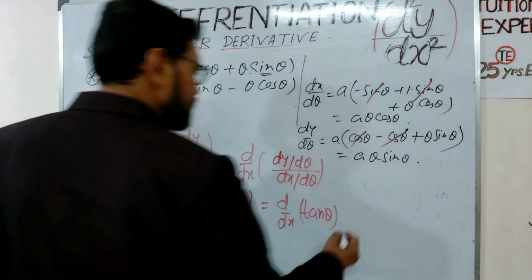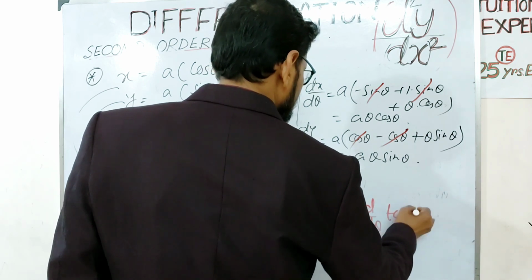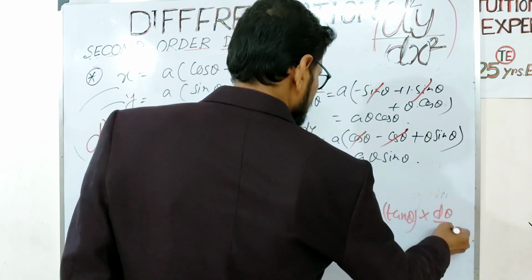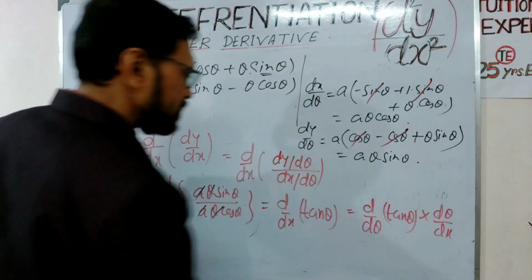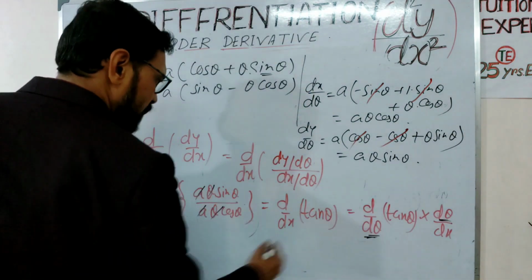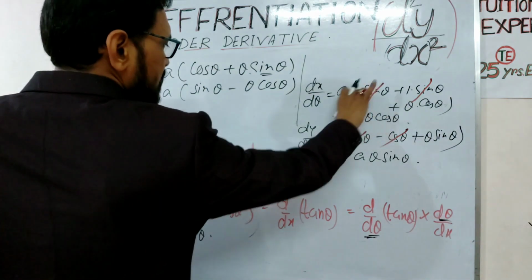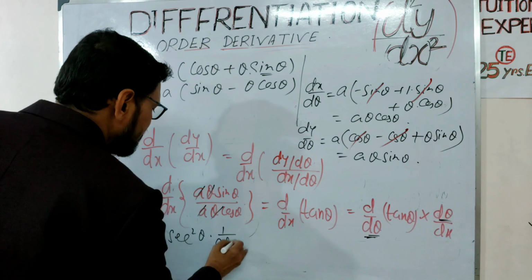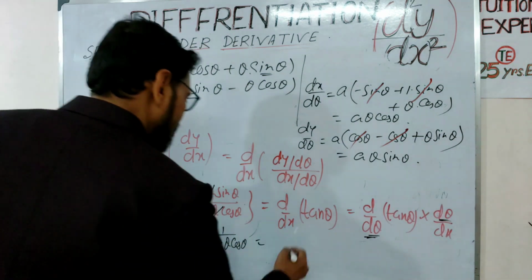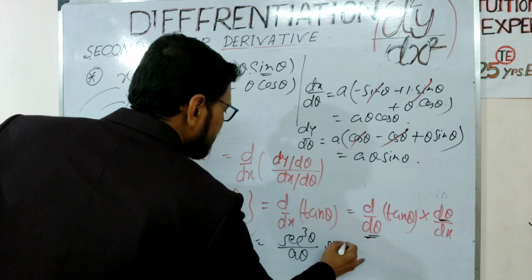Now this is d by d theta of tan theta into d theta by dx. We have to adjust in this way, we have to bring d theta here. Now the derivative of tan theta is sec square theta, and d theta by dx, just reciprocate this, 1 by a theta cos theta, which is equal to sec cube theta by a theta. So this is proved.